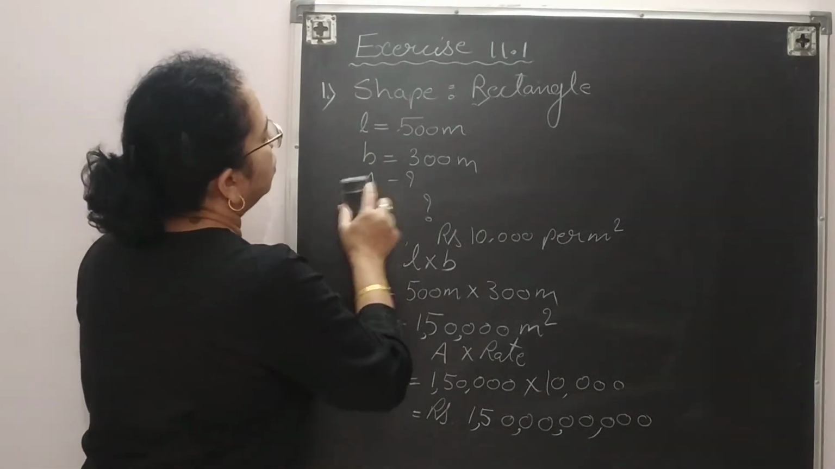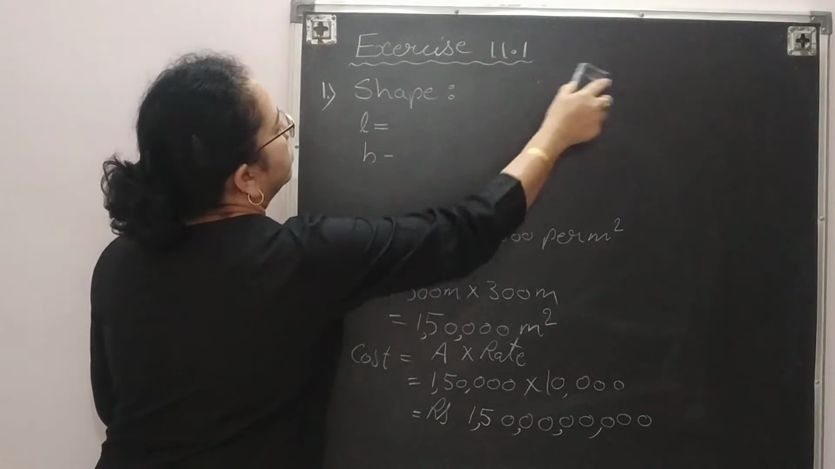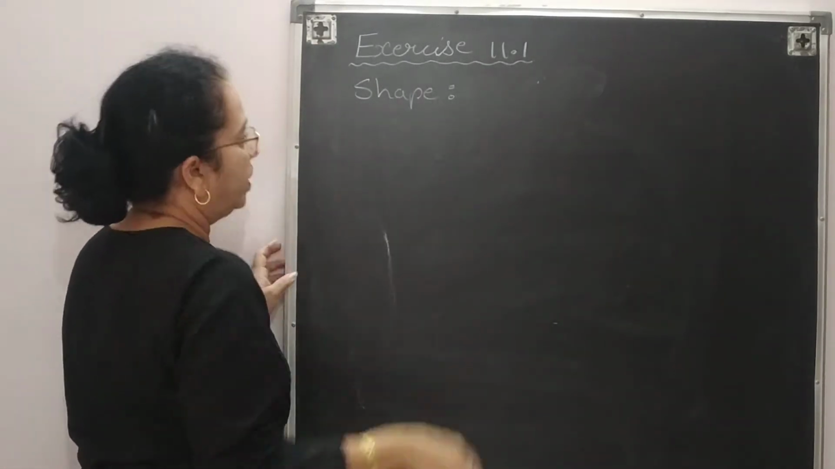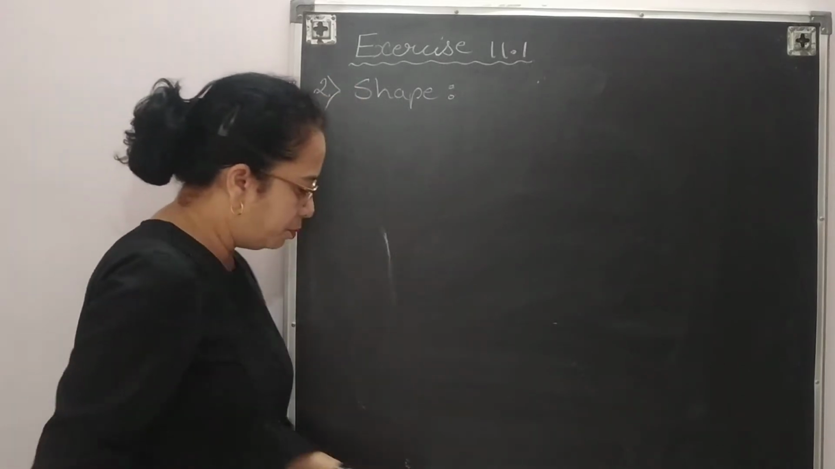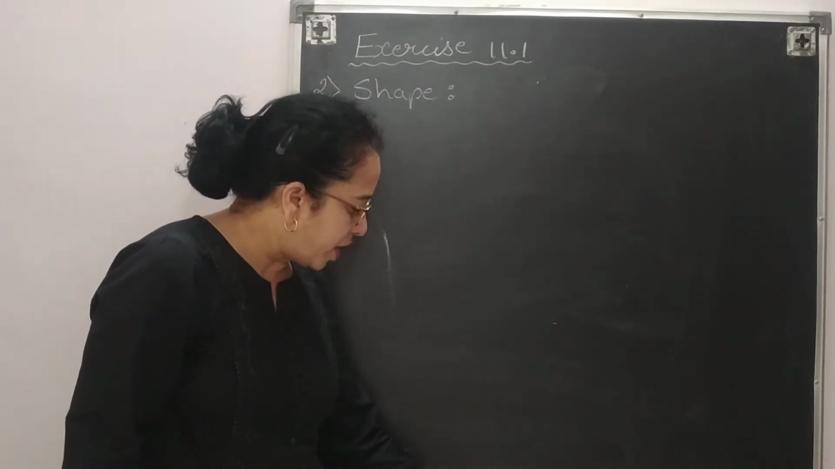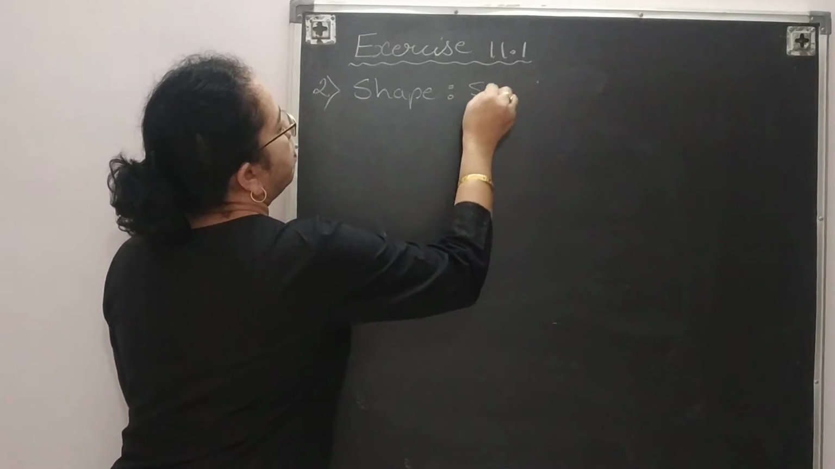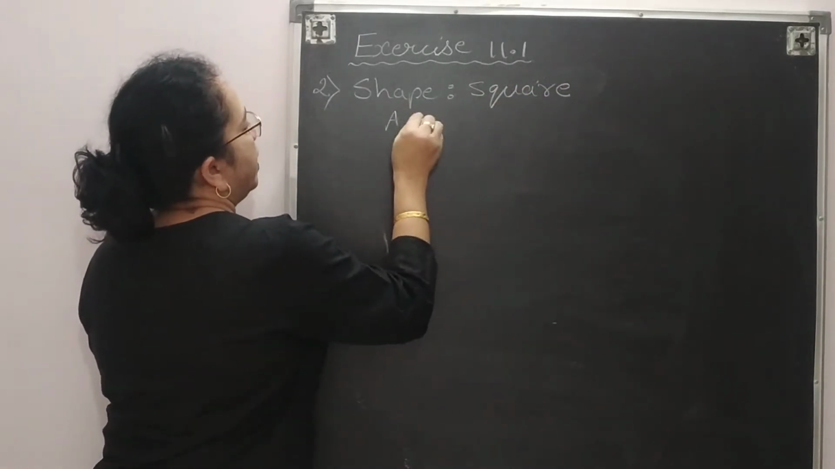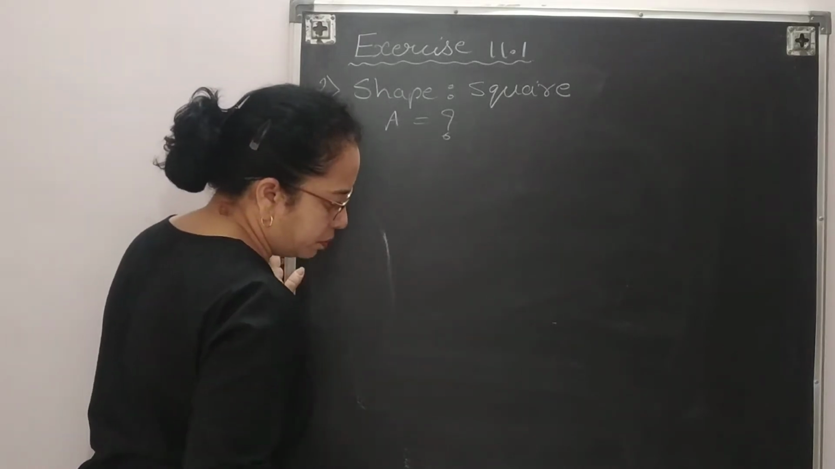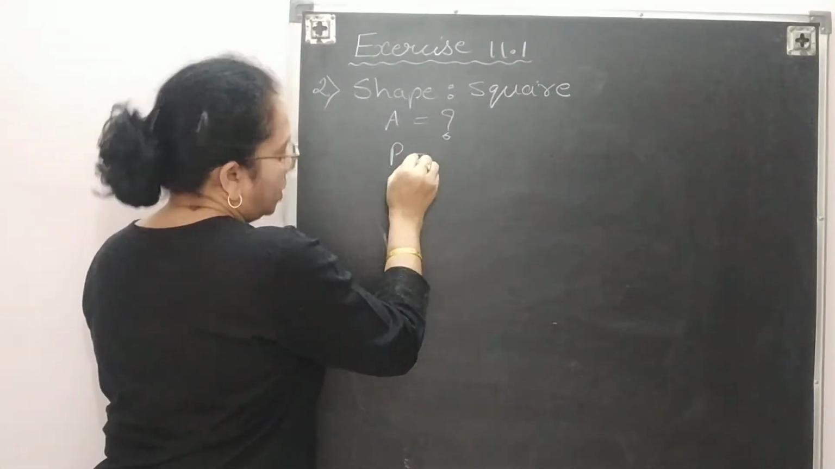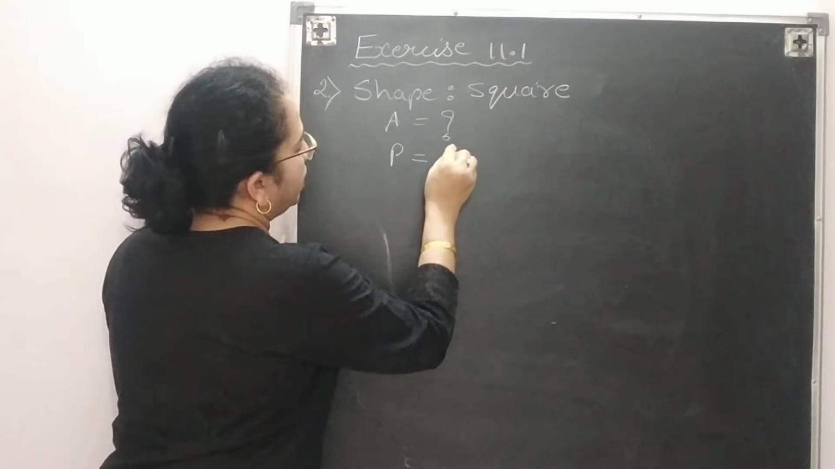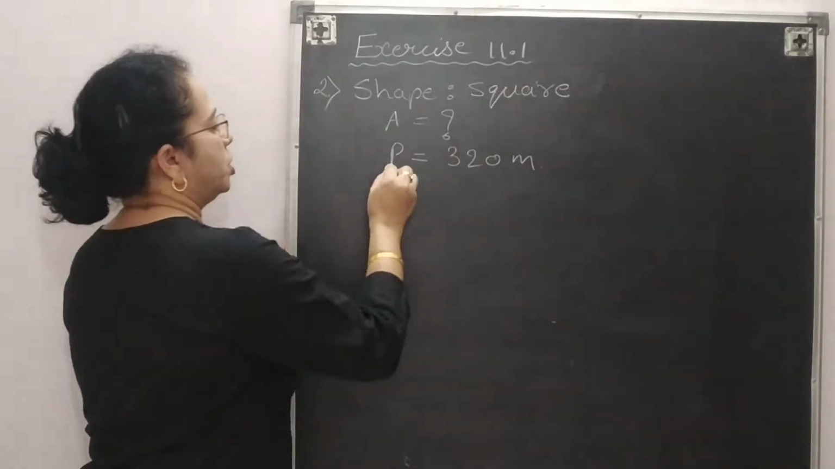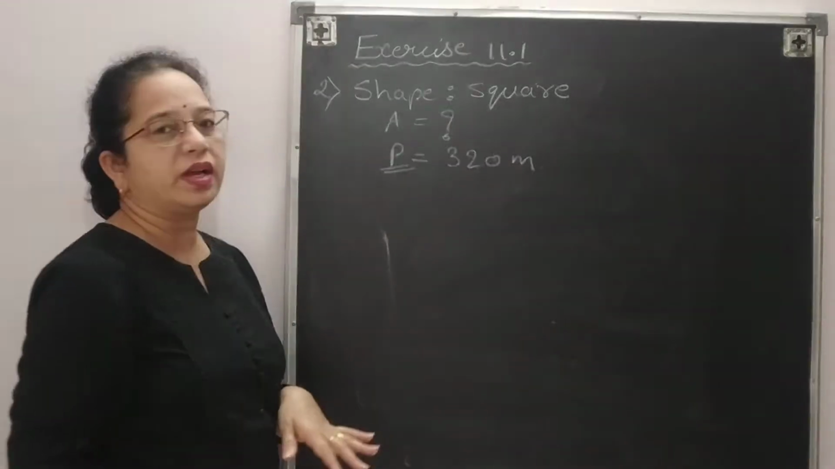Now question number 2. So let me read question number 2. Here it is given: find the area of a square park. So which shape is given? Square. Find area, so area is equal to question mark, whose perimeter is given, 320 meter. In such questions, whatever is given, we use that formula.